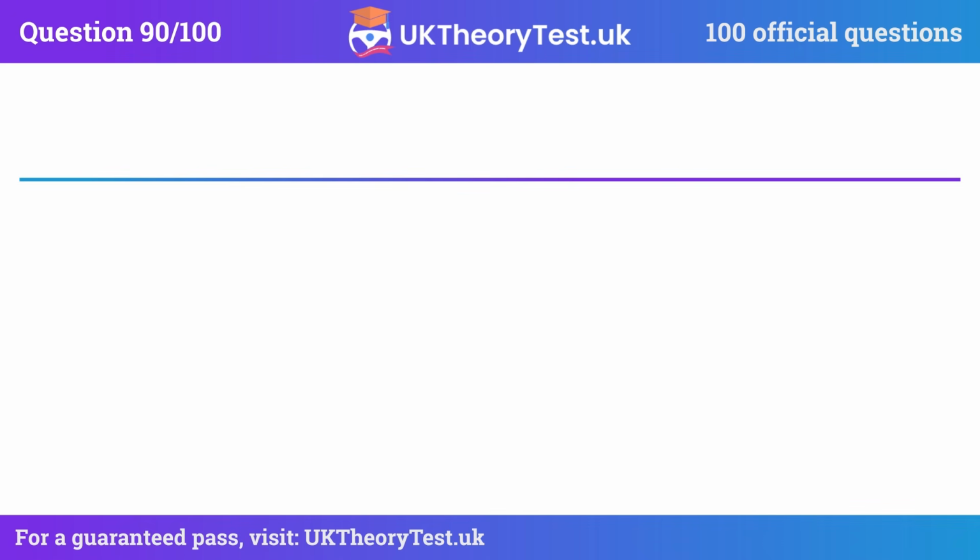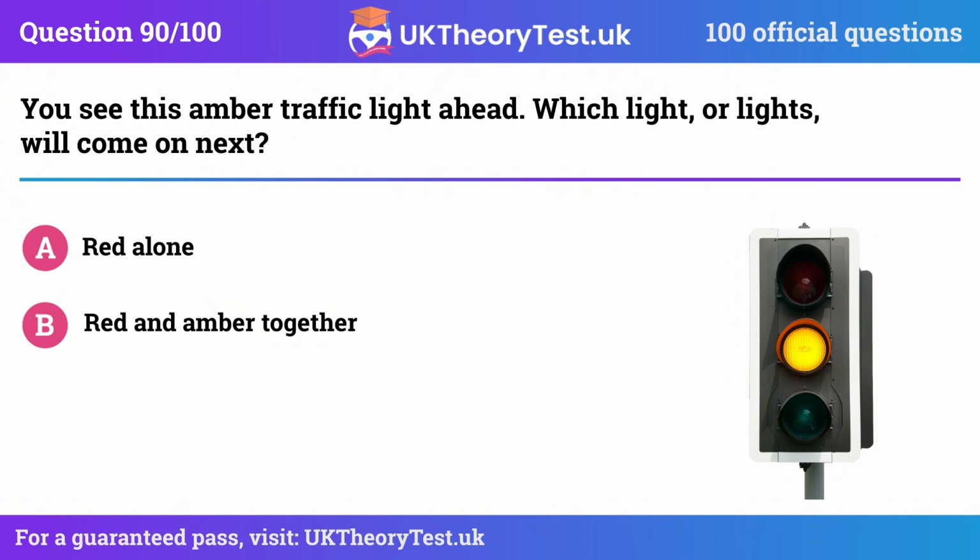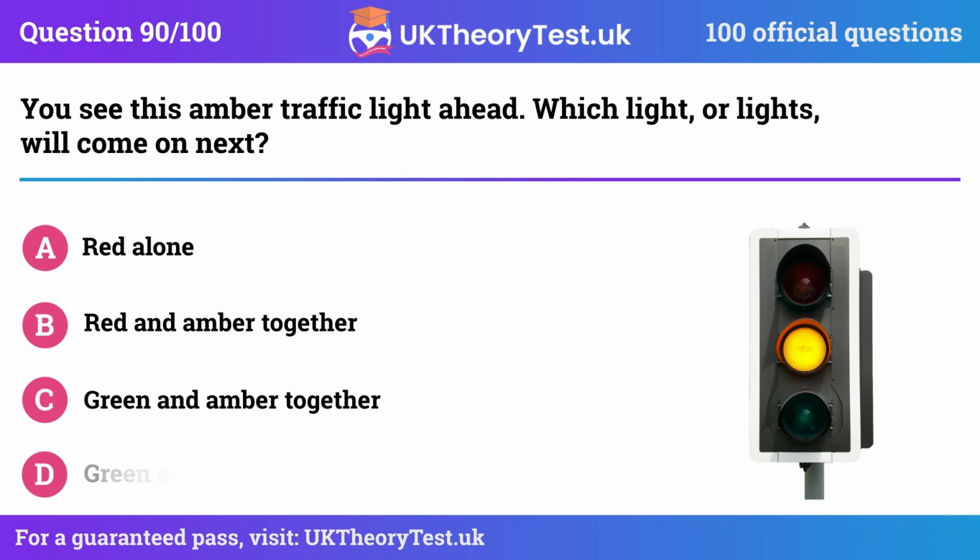Question 90. You see this amber traffic light ahead. Which light or lights will come on next? A. Red alone. B. Red and amber together. C. Green and amber together. D. Green alone.